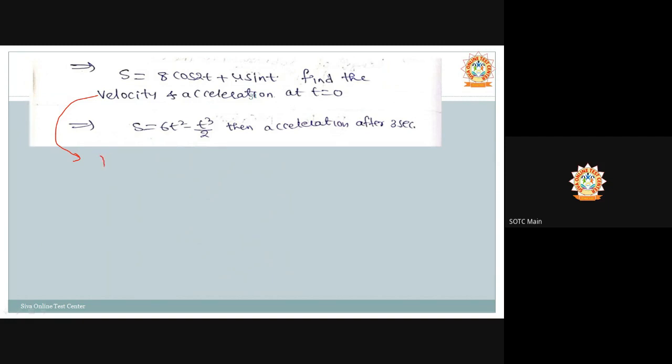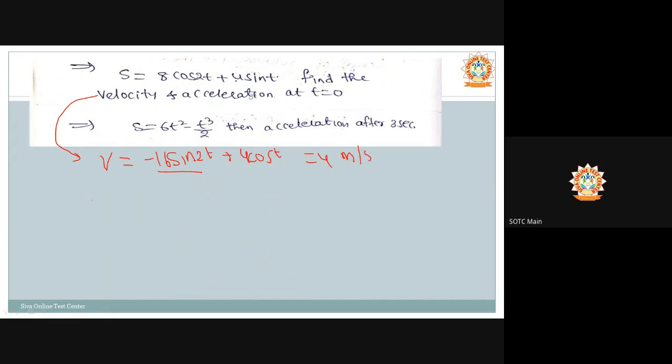So if you want to find the velocity, v is equal to, if you take the derivative of this, it will come 8 into cos 2t. Differentiation of cos 2t is what? Minus sin 2t, right? So it will come minus 16 sin 2t plus 4 cos t. So if you substitute t as 0, this entire thing will become 0. Then you have cos 0 as 1. So you will get 4 meter per second, right?